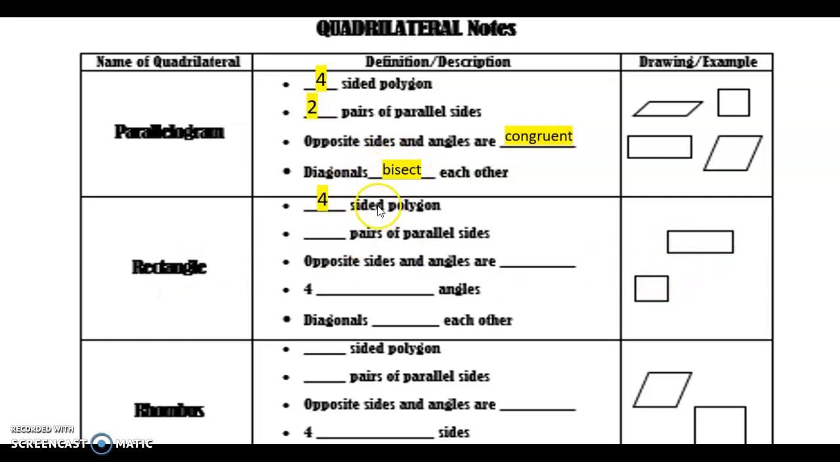Rectangles, 4-sided polygons, 2 pairs of parallel sides, and opposite sides and angles are congruent to each other. They have 4 90-degree angles, and their diagonals bisect each other again. Rhombus, 4 equal sides. So this is a 4-sided polygon with 2 pairs of parallel sides again. Opposite sides and angles are still congruent. This one has 4 congruent or equal sides, and the diagonals bisect at 90-degree angles. The diagonals, the 2 things that cut through the middle, like opposite vertex.